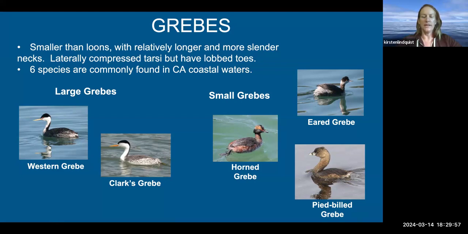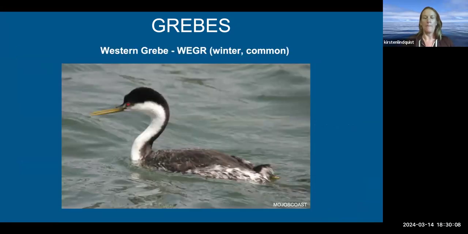Red-necked grebe is not here. I should add that, but it's less common than most of these here. So Western and Clark's grebes are here in the winter, but that really means a large percentage of the year. They start breeding a little bit later in the year than most. They are our most common of the grebes to be found on Beach Watch.